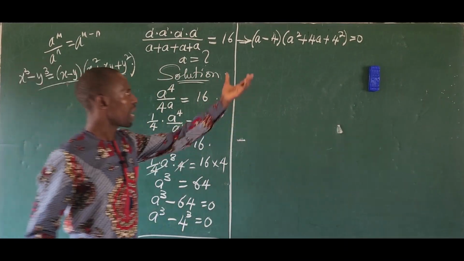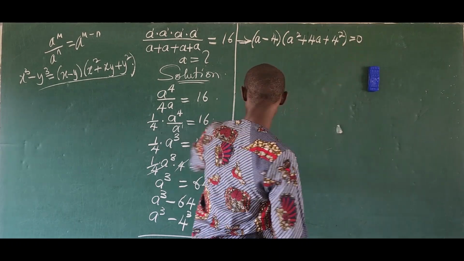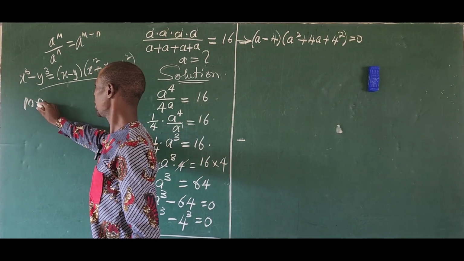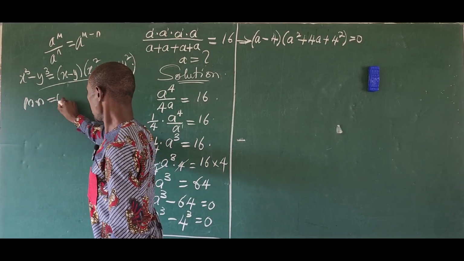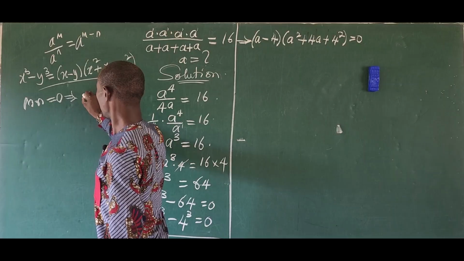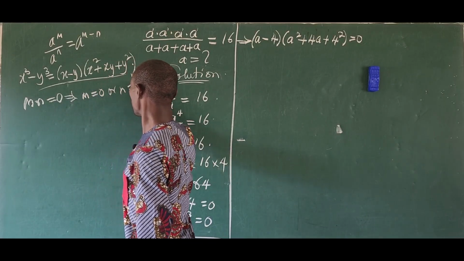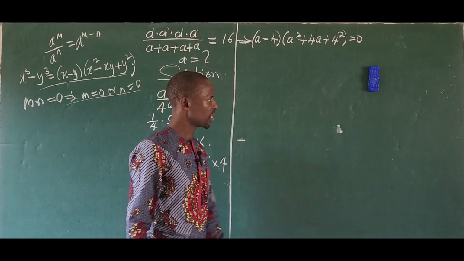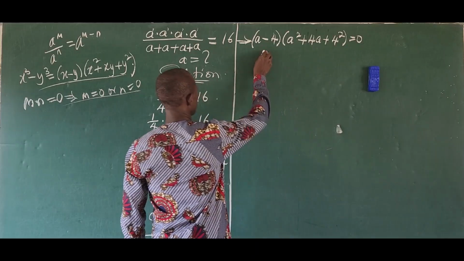Okay, so we are having this bracket times this bracket equal to 0. We apply a rule which says that m times n equal to 0 means that our m is either equal to 0 or n is equal to 0. So we call this the zero property. With this, we're going to have first case and second case here. So we have case 1.